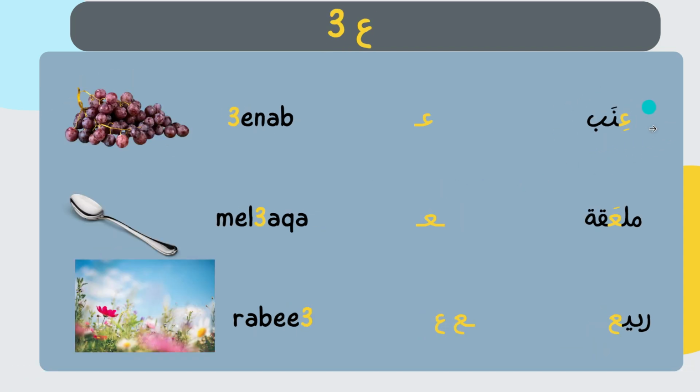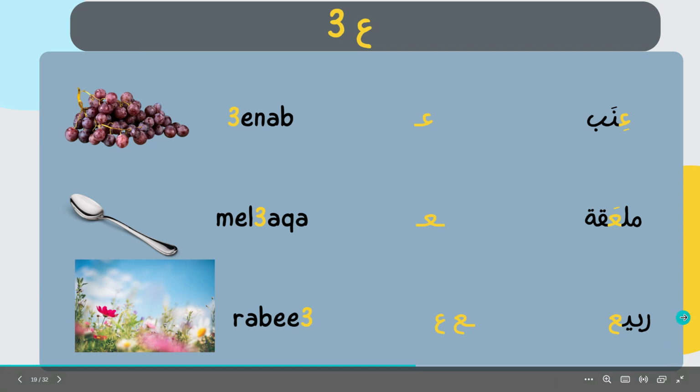Okay. So in this word, can you recognize the letters? Which letters have we studied before? We have Ain and Ba in the ending position. Second word, we have only Ain so far. Third word, we have Ra in the beginning, then Ba, then Ain.